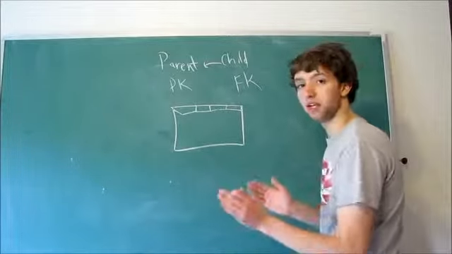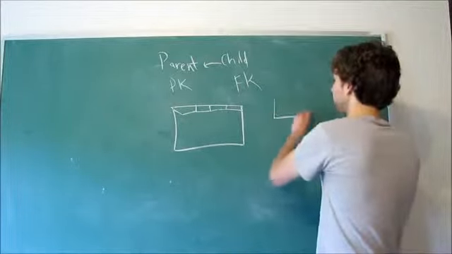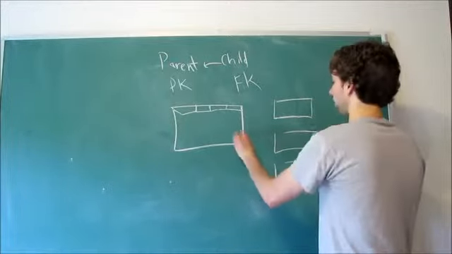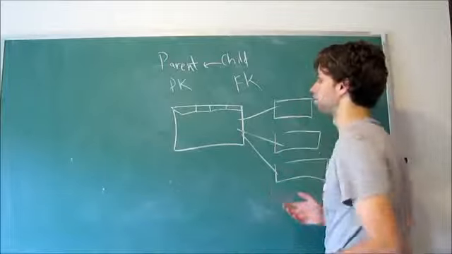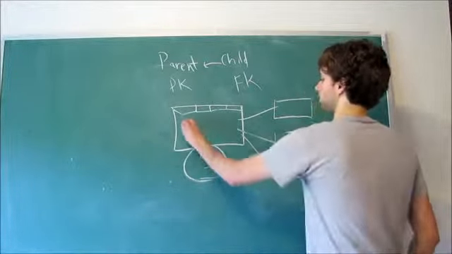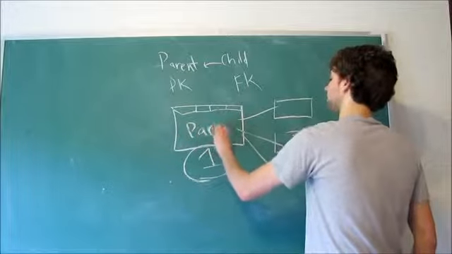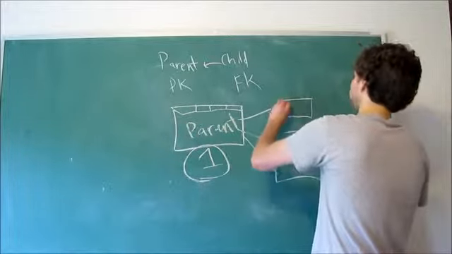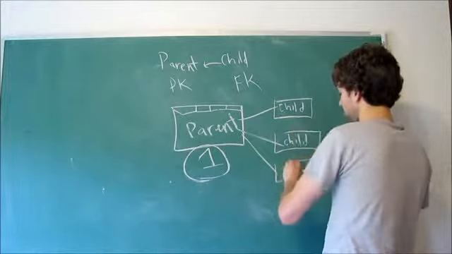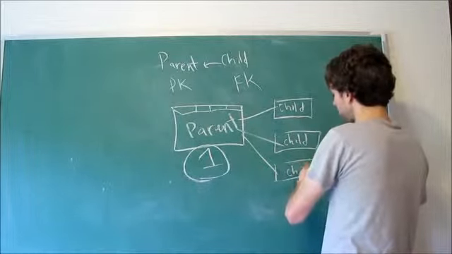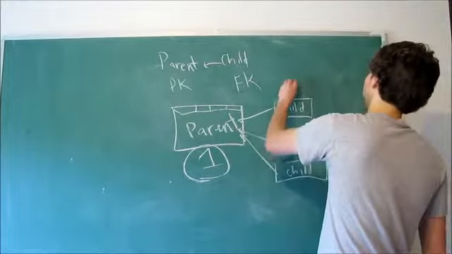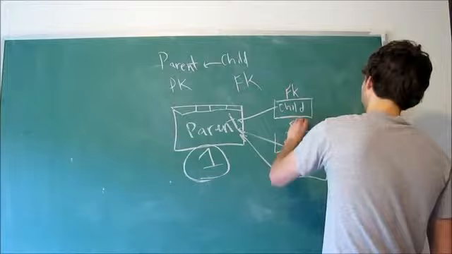But when we get to one-to-many, that's when we have this table pointing, or it has many children. So you would say this is the one side, it's the parent. Then we have each of the parent's children. These all point back to the parent with a foreign key.